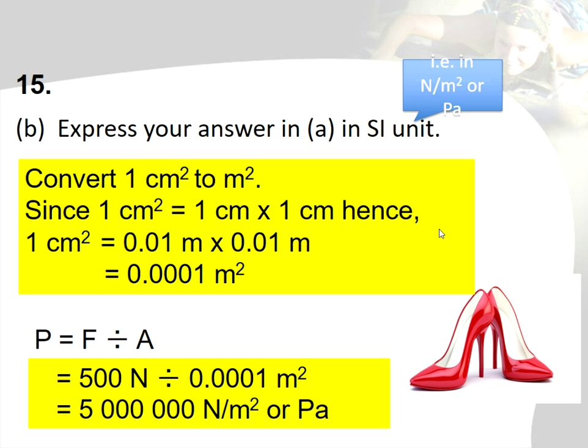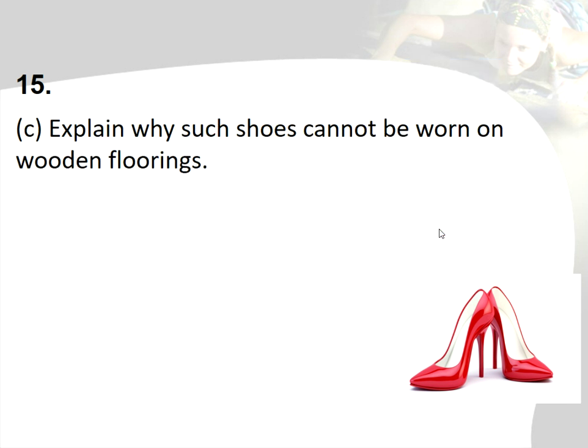Done with the answer? Can I move on? Yes? Can't hear you. 5 million newtons per square meter or Pascals. 5 million, 5 followed by 6 zeros. Okay. Part C. Explain why such shoes cannot be worn on wooden flooring. Is there anywhere in our school that has wooden flooring?